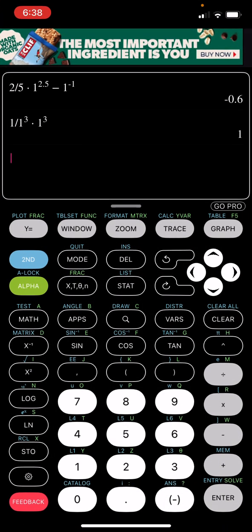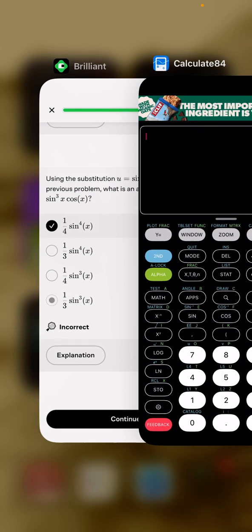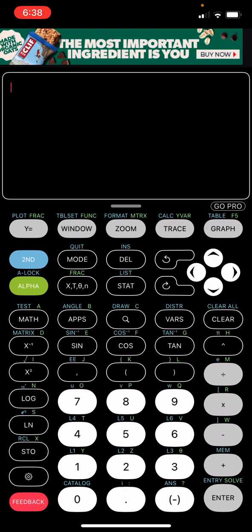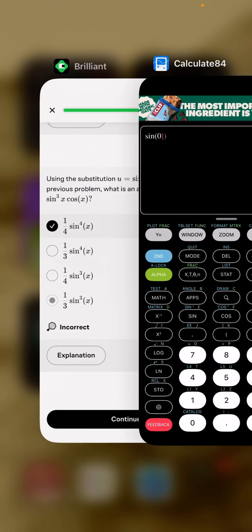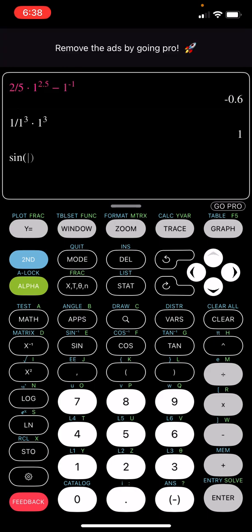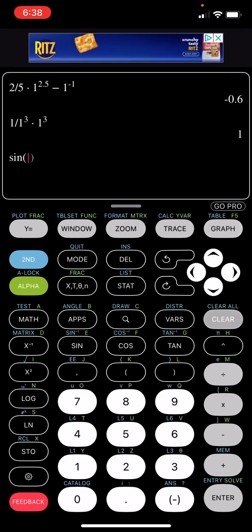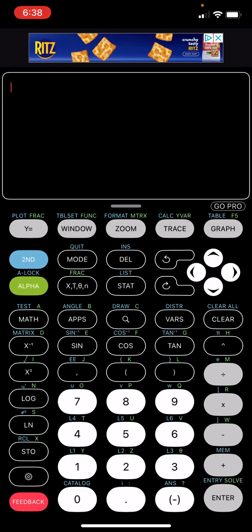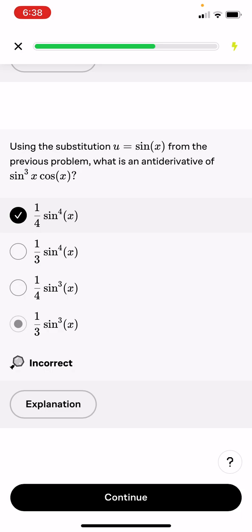Could I just technically have done that with this calculator? Because it does contain sine. So sine. Let's just do sine. I don't know how I would do this on this. Sine 1 third. Yeah, well, no. Let me just do the explanation.